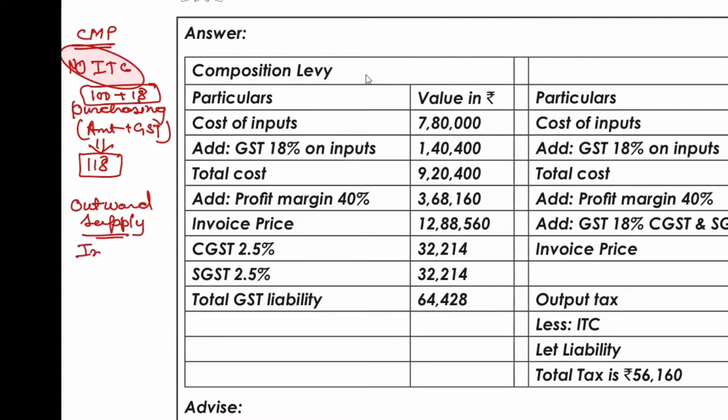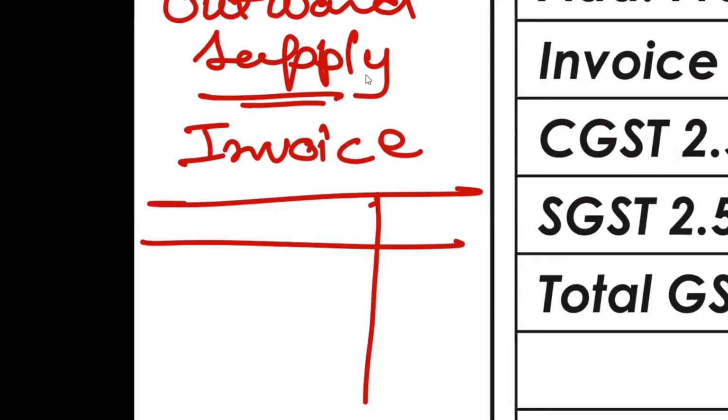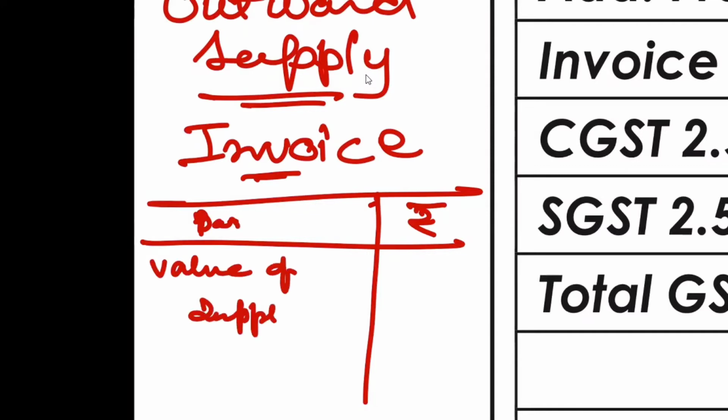So how will my invoice look? My invoice will be this way. My name will be there, details, means particulars, will be there, and an amount column will be there. I'll just give the value of supply, correct, and what I will say is 118, correct.